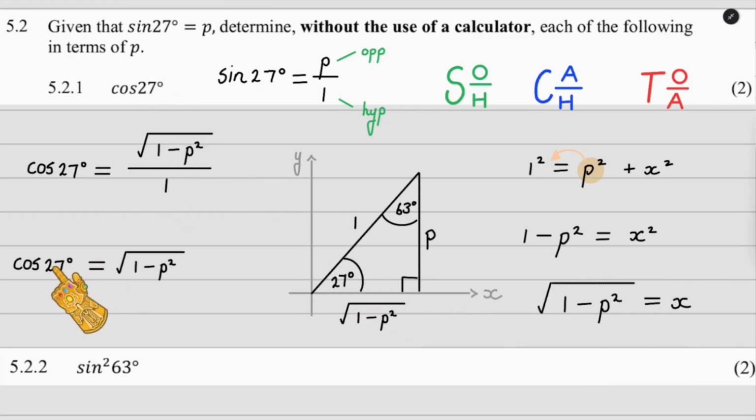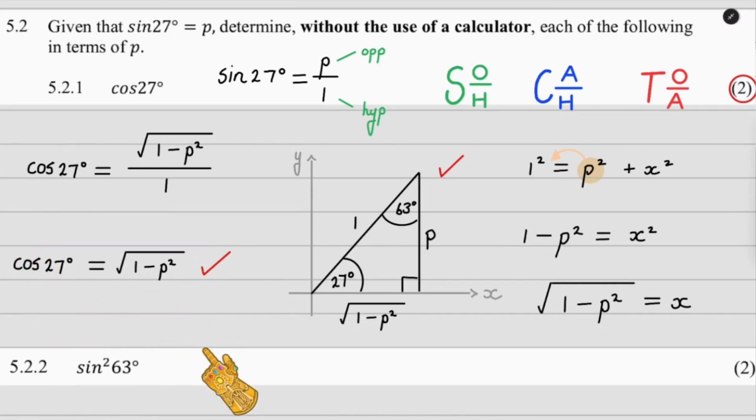Cos of 27 degrees is equal to the square root of 1 minus p squared. You can also do this with the use of identities, but I found the sketch is a bit better. So let's see where our 2 marks come from. The first mark comes from the correct diagram, and the second mark comes from the final answer.